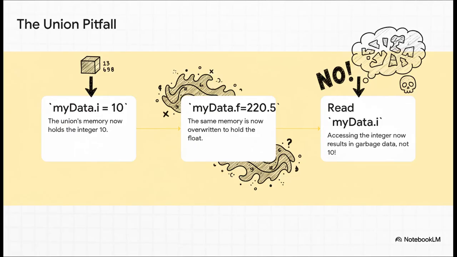But, and this is a huge but, that shared memory comes with a serious risk. Let's say you store the integer 10 in the union. Great. But then in the very next line, you store a float. Well, you've just overwritten that exact same piece of memory. If you try to go back and read the integer, you're not going to get 10. You're going to get complete garbage because those bits now represent a floating point number.